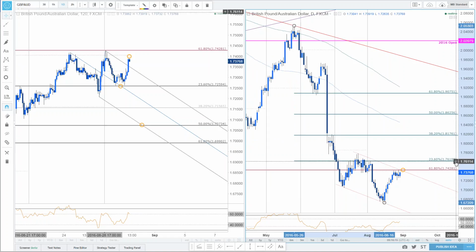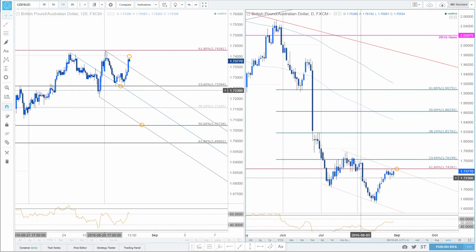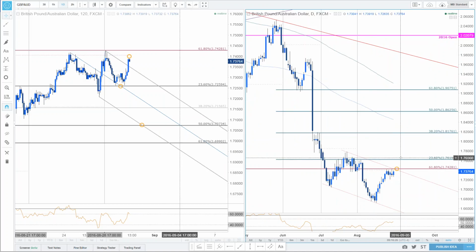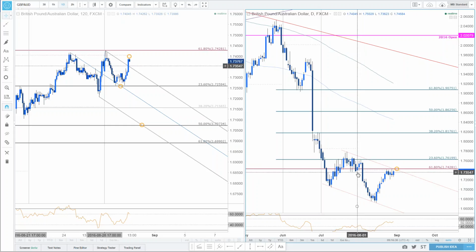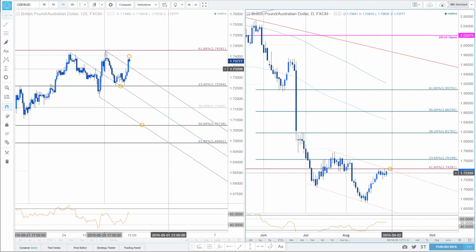takes you to 176.20. So another 200 pip rally if we clear this. And that lines up perfectly. Wow, this is actually really nice. That lines up perfectly with the monthly opening range high. So here's your monthly open right there. Not bad.